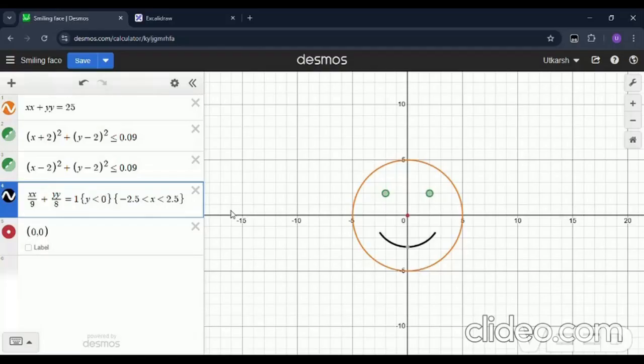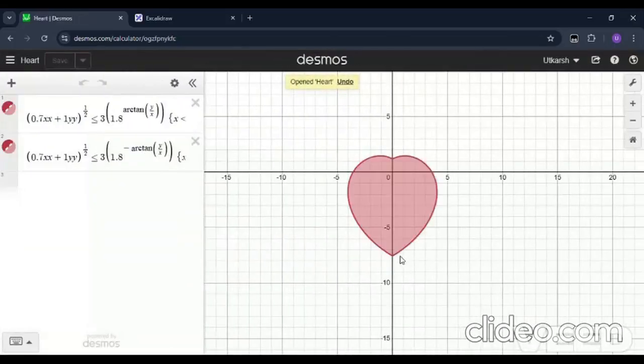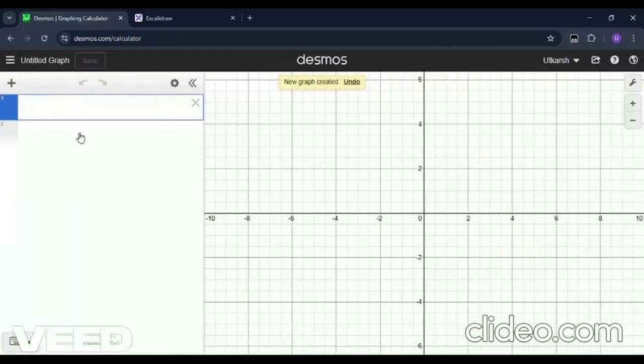So it's giving me a smile. Or something like this, maybe a heart. Okay, I know it's not looking like a perfect heart, but yeah, you can understand. And these were the equations. So in this video I'll be just explaining to you about some features of Desmos which it provides us. So yeah, let's start off.